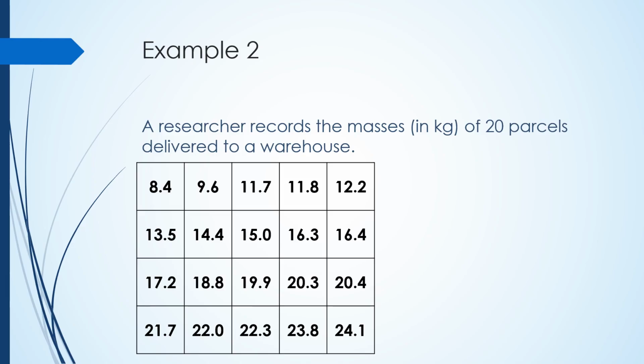Let's look at another example, this time with continuous data. We will create a frequency table with 4 class intervals. Again, we'll do the same. We'll take the highest value, subtract the lowest value, and then divide by 4.